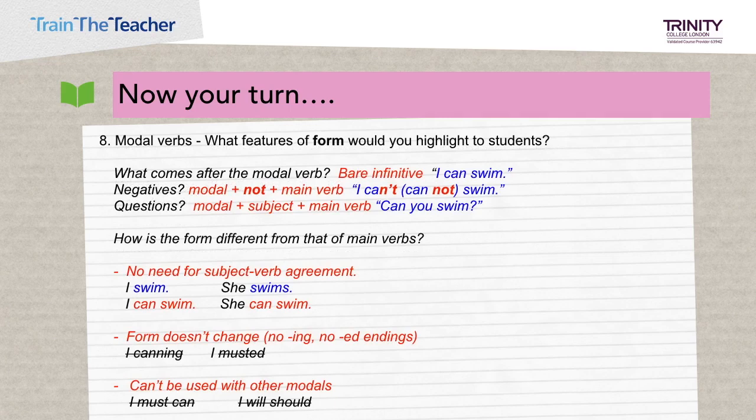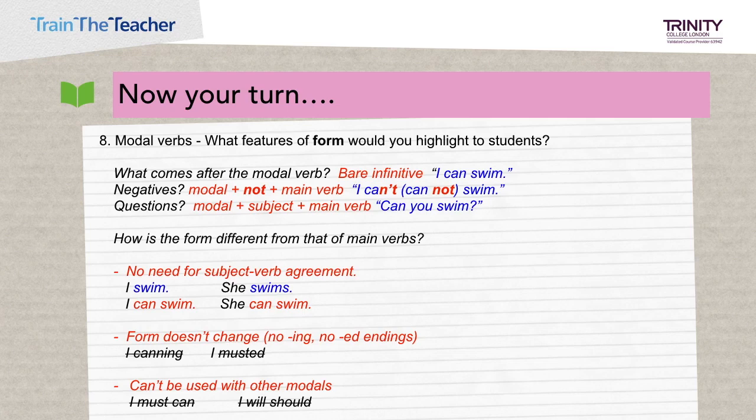When highlighting the form of modal verbs, you would teach or elicit that modal verbs are followed by the bare infinitive of the main verb. For example, I can swim. To form the negative, we would add not after the modal and before the main verb. I cannot swim, or contracted in spoken English to I can't swim.